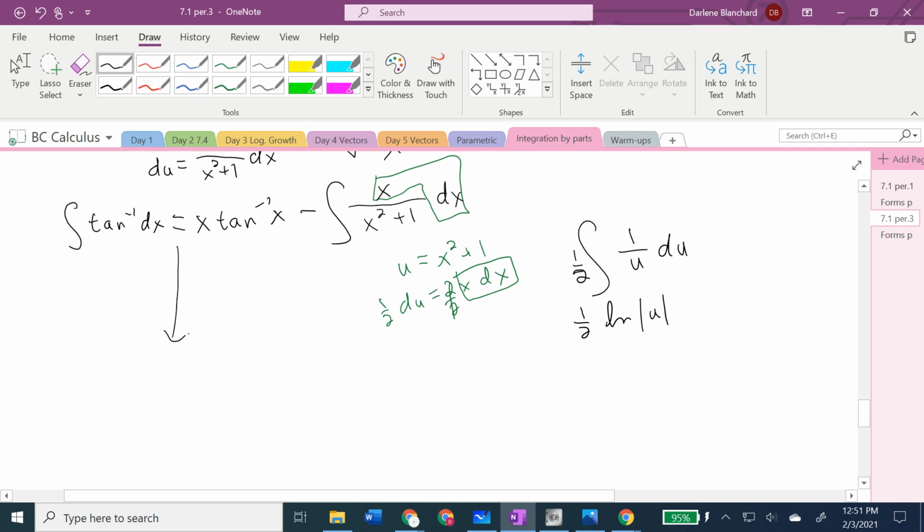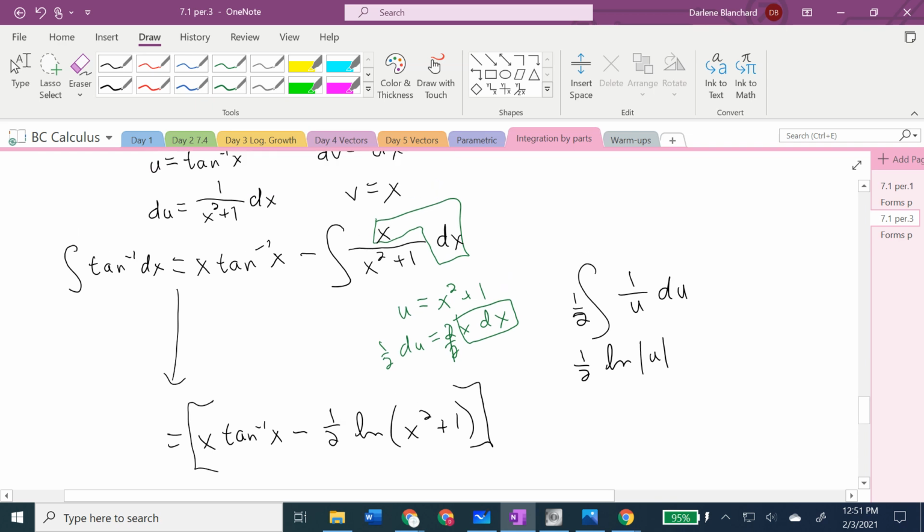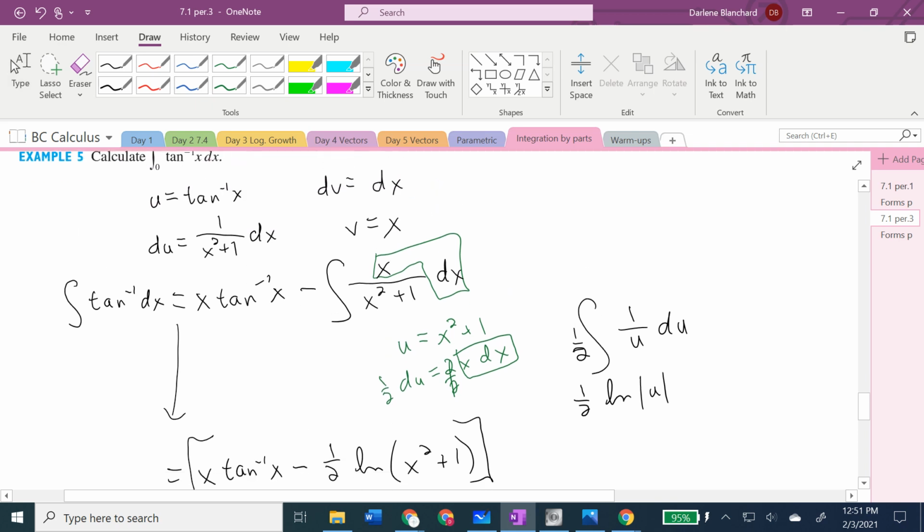So now I'm coming back to this point. I've got x times inverse tangent x minus u times v, or no, wait, sorry, I already did that. 1/2 natural log u, plug back in. I would throw plus c on, but it's a definite integral, so now I'm just going to take the whole shebang and bring the definite part back. It was 0 to 1.